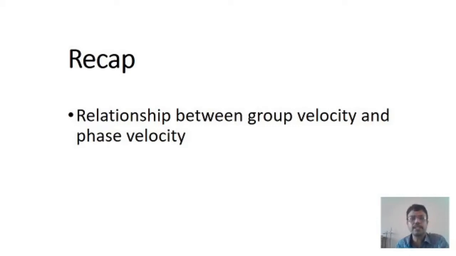Another relation is between group velocity and particle velocity. The relation is Vg = V, that means group velocity is equal to particle velocity.